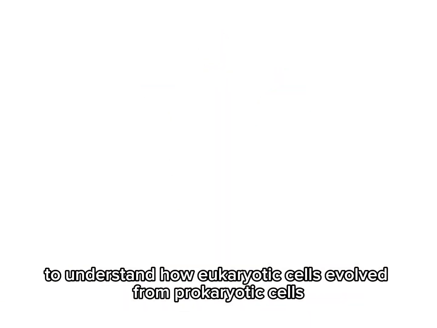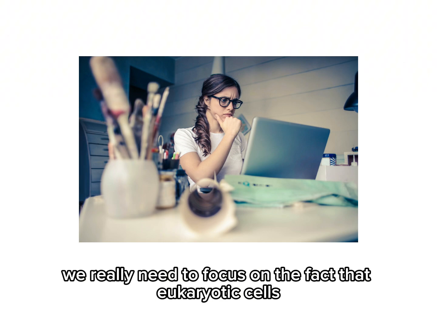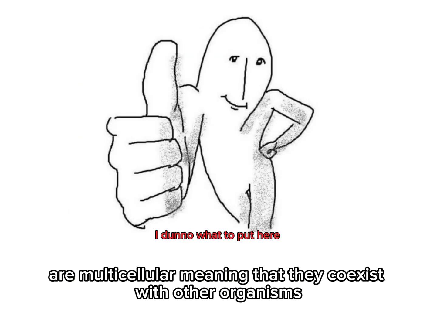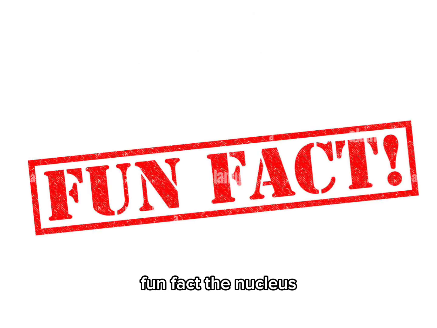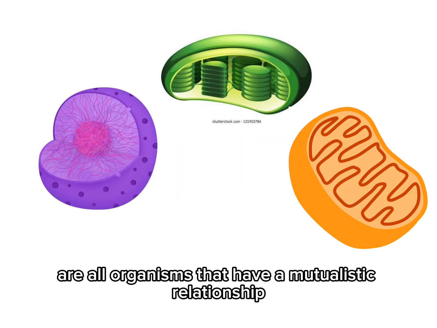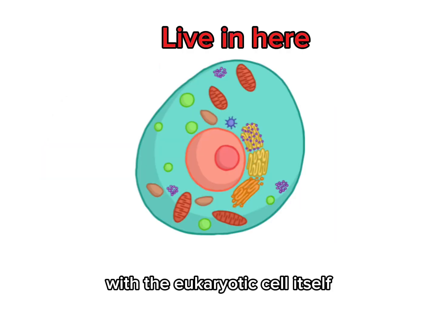To understand how eukaryotic cells evolved from prokaryotic cells, we really need to focus on the fact that eukaryotic cells are multicellular, meaning that they coexist with other organisms. Fun fact, the nucleus, chloroplast, and mitochondria are all organisms that have a mutualistic relationship with the eukaryotic cell itself.